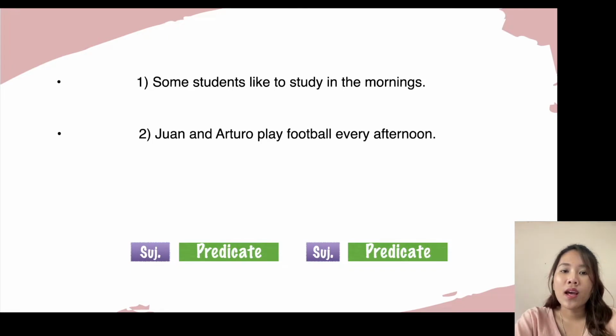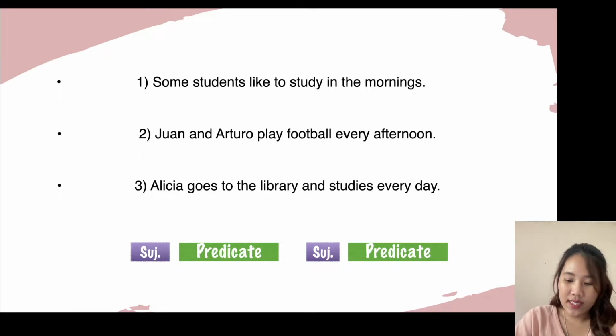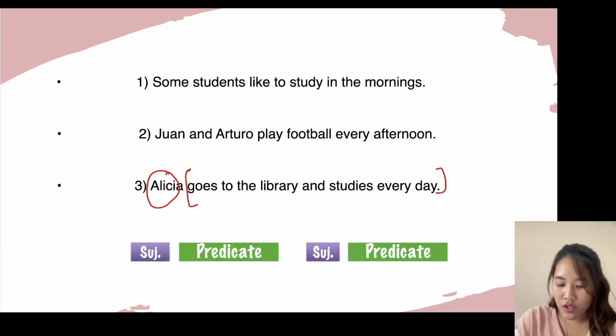Number two, Juan and Arturo play football every afternoon. So Juan and Arturo is the subject part and play football every afternoon is the predicate part. Altogether, it is just one independent clause. Or, Alicia goes to the library and studies every day. In this case, we have just one subject, Alicia, and we have a combination of verb phrases, goes to the library and studies every day. Since we have just one subject like this, it is just one independent clause, so they are all simple sentences.